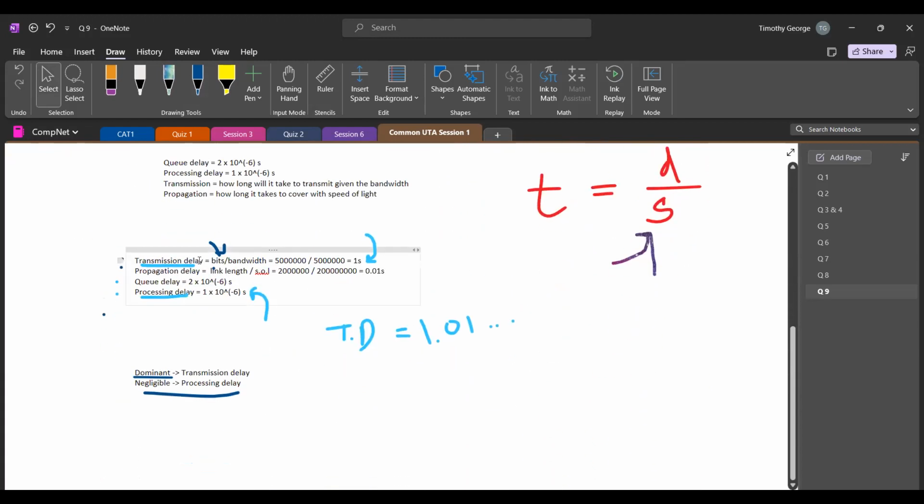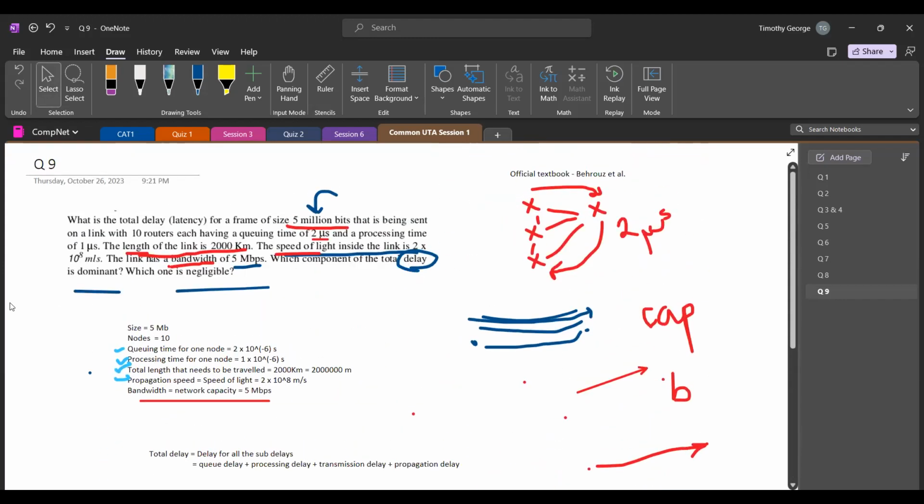Or we could still ask, why is propagation delay not as dominant as transmission delay? And that answer would be because the speed of light is so fast. But actually, the most negligible is processing delay, and we don't have a reason for that, right? They've just given us processing time is 1 microsecond.